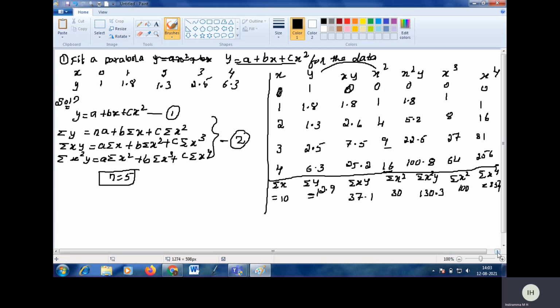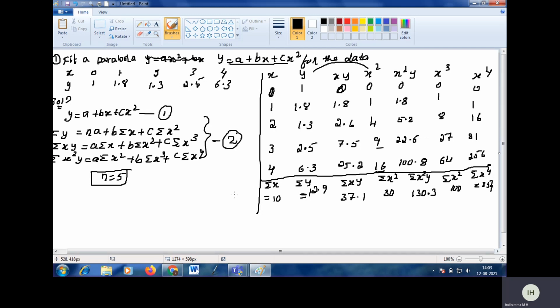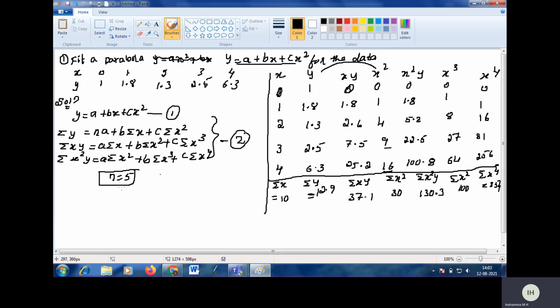354. These are the values we got. Now we have to substitute these summation values in the normal equations, that is, system of equations 2. Therefore, equation 2 becomes: summation of y is 12.9, so 12.9 is equal to nA. N is 5.